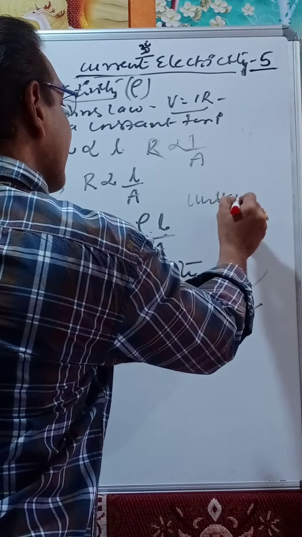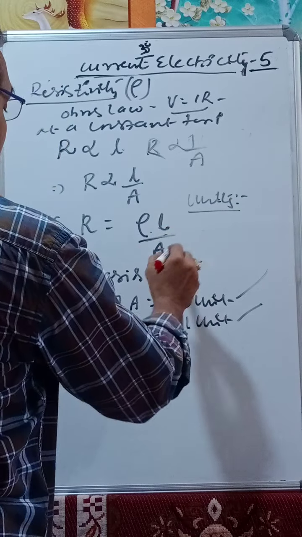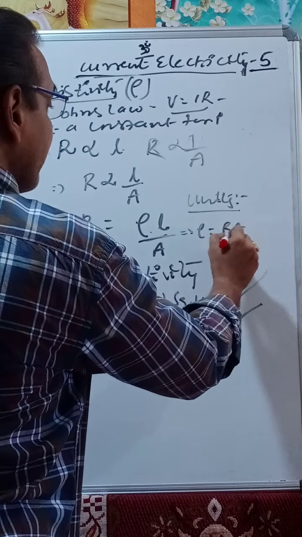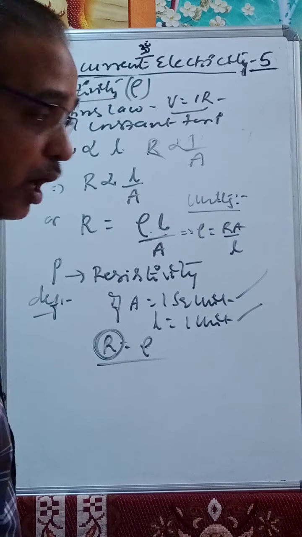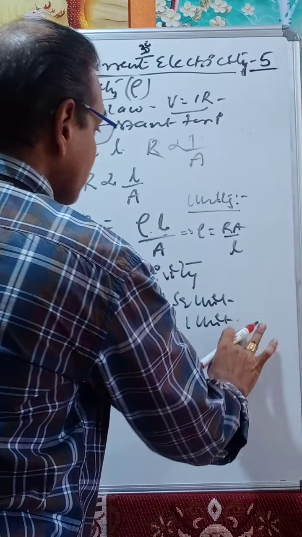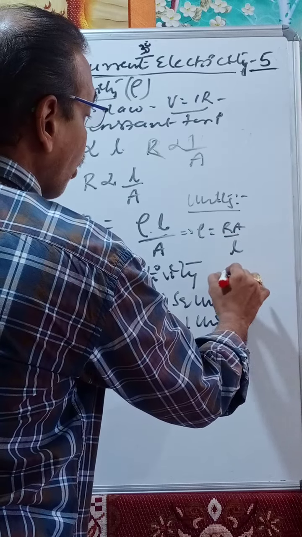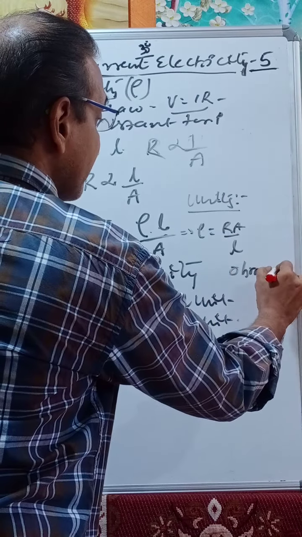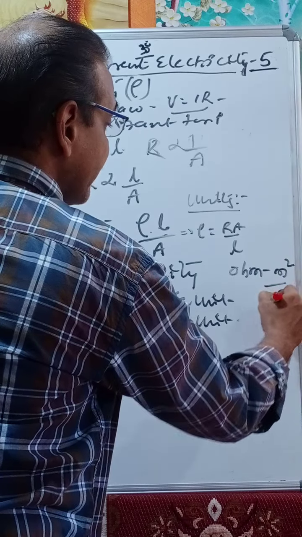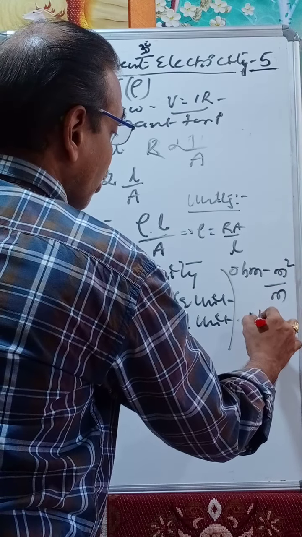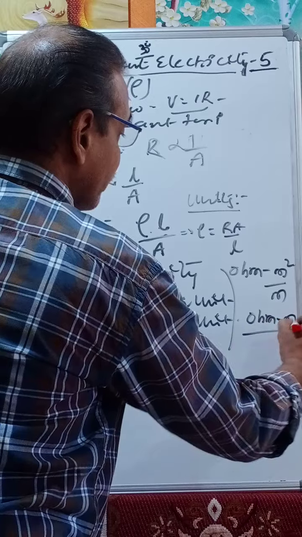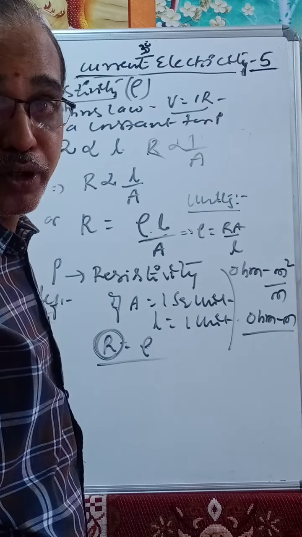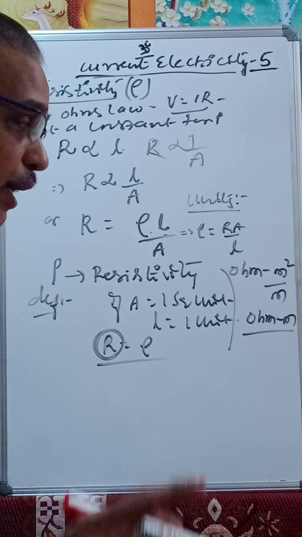Now, what are the units of resistivity? Here, from this equation, rho is equal to RA by L. Now, resistance R is in ohms, area is in meter square, and length is in meter. This simply is equal to ohm meter. The unit of resistivity is ohm meter.